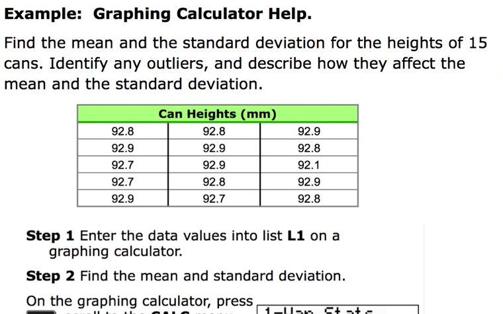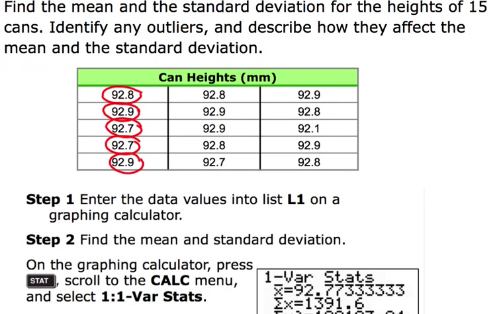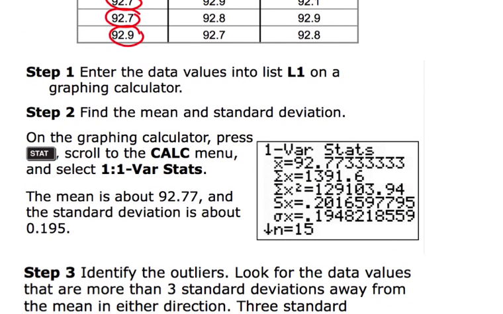So let's imagine we take some data points here. Find the mean and the standard deviation for the heights of 15 cans. Identify any outliers and describe how that might affect the mean and the standard deviation. So here are all of our data points. We'd enter all those in and you get 15 data points, and you'd enter them into list 1.